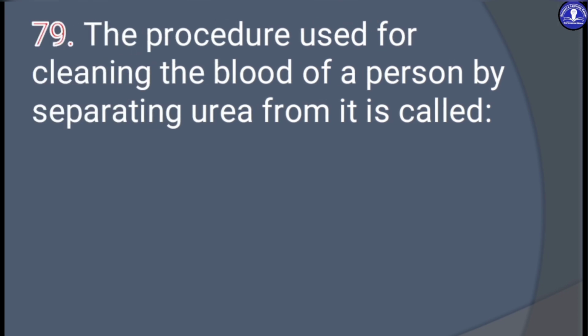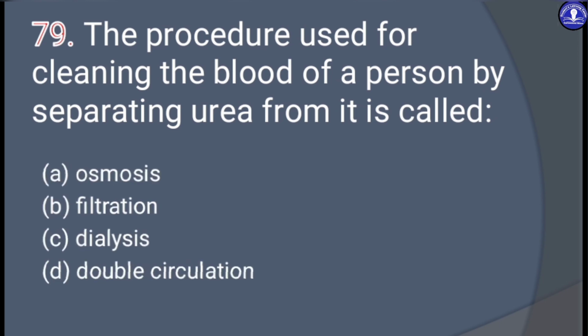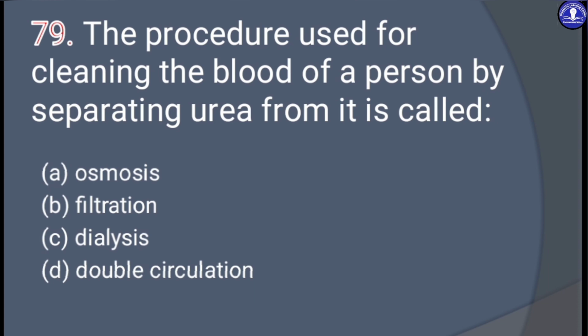The next question. The procedure used for cleaning the blood of a person by separating urea from it is called. Let's see the options. Osmosis, filtration, dialysis, double circulation. About osmosis we had discussed in our previous video. Then what will be the answer? The answer is dialysis.